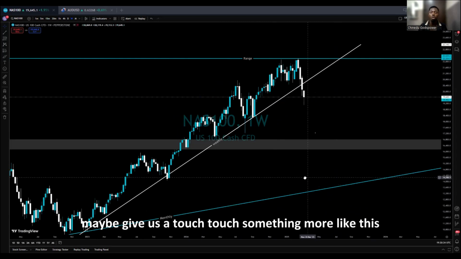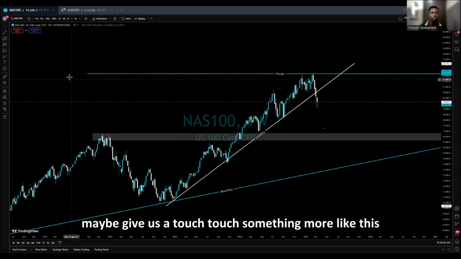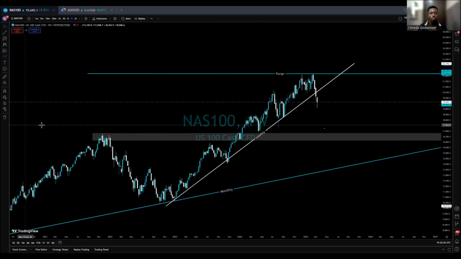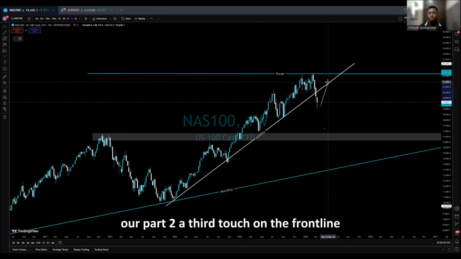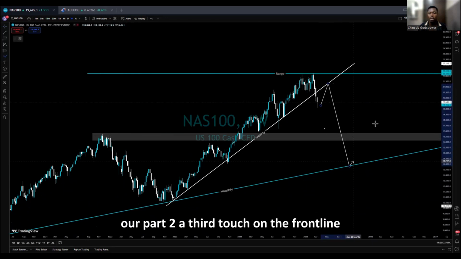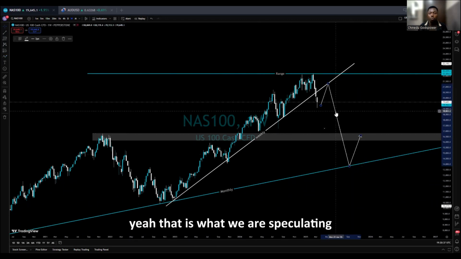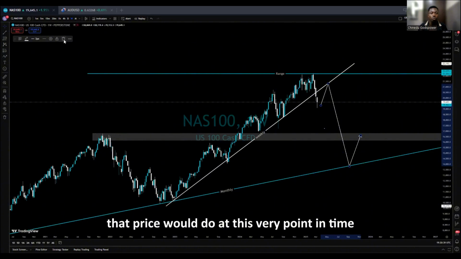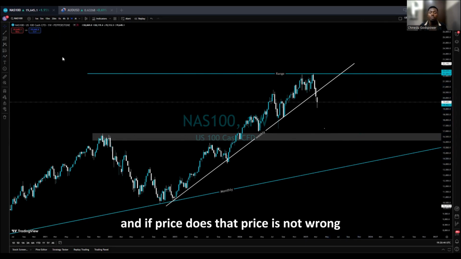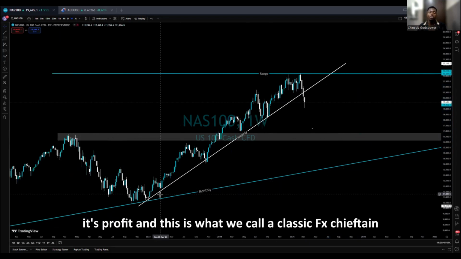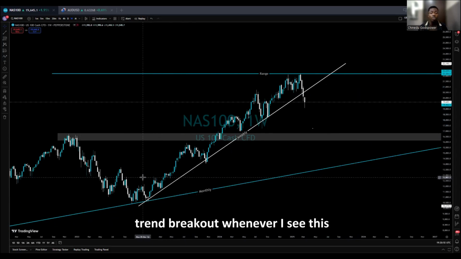Maybe give us a third touch, something more like this, using our part two. A third touch on the trend line, then give us a rally up. That is what we are speculating that price will do at this very point in time. And if price does that, price is not wrong. It's perfect. This is what we call a classic Fx Chieftain trend breakout. Whenever I see this, what I see is change, I see money.